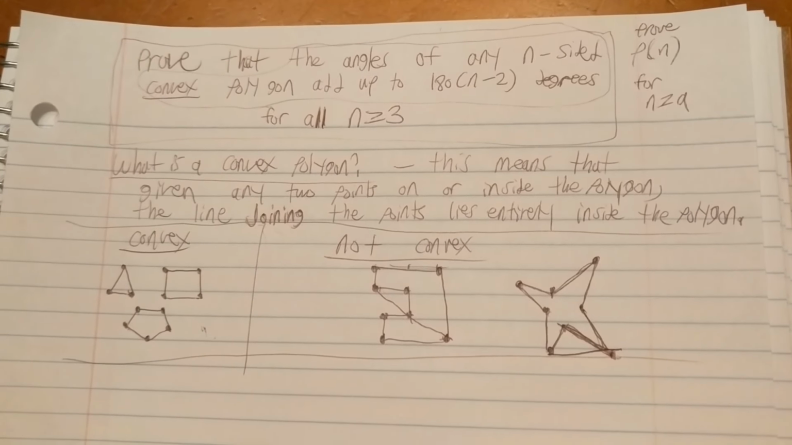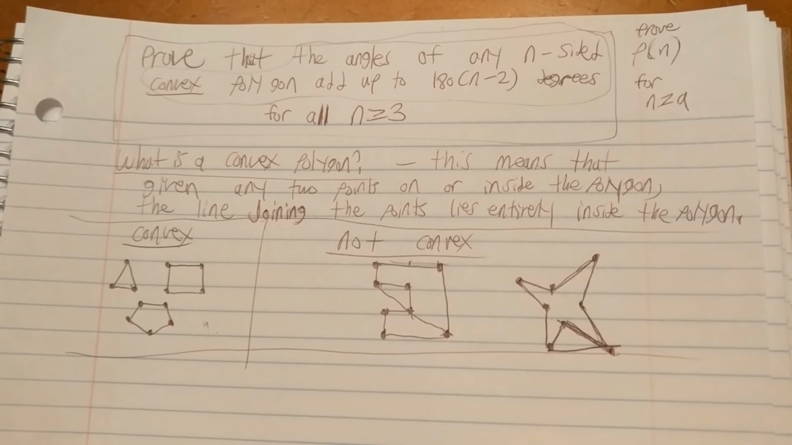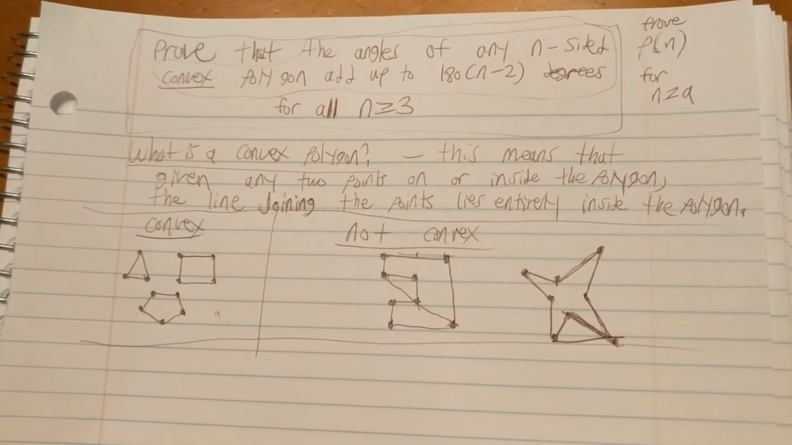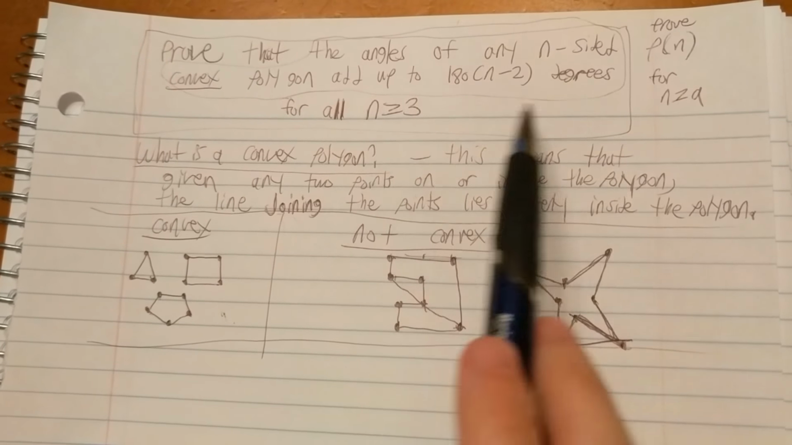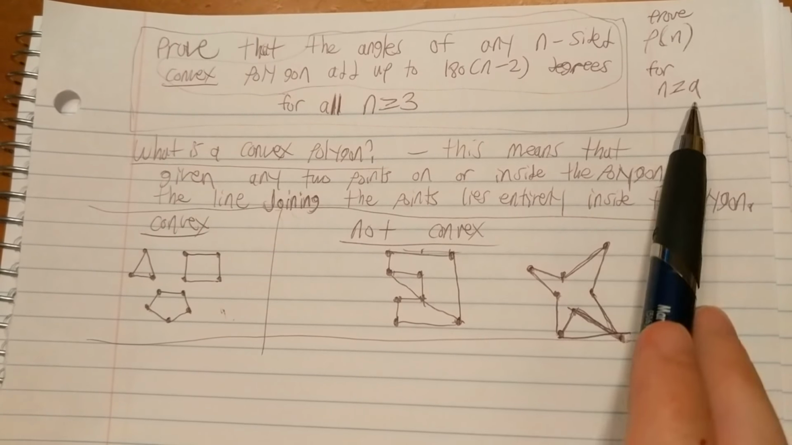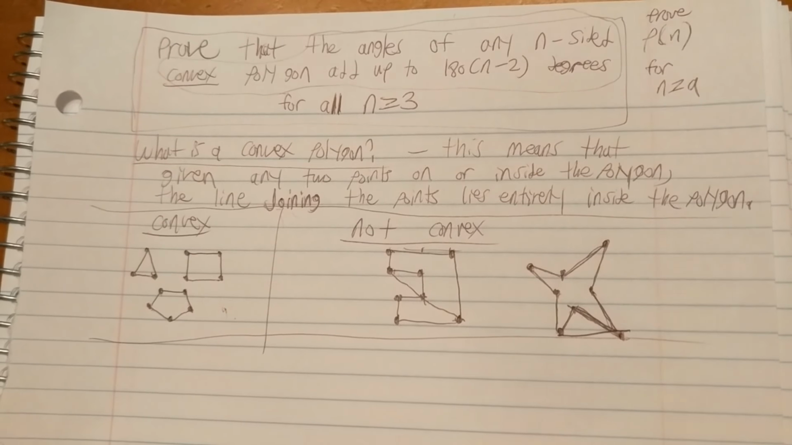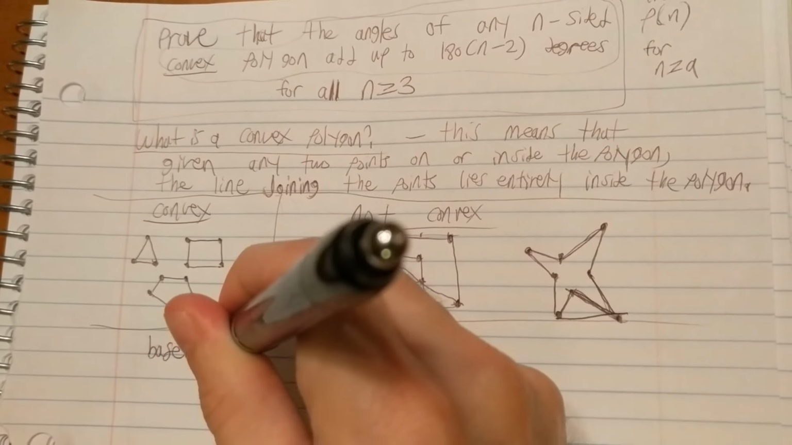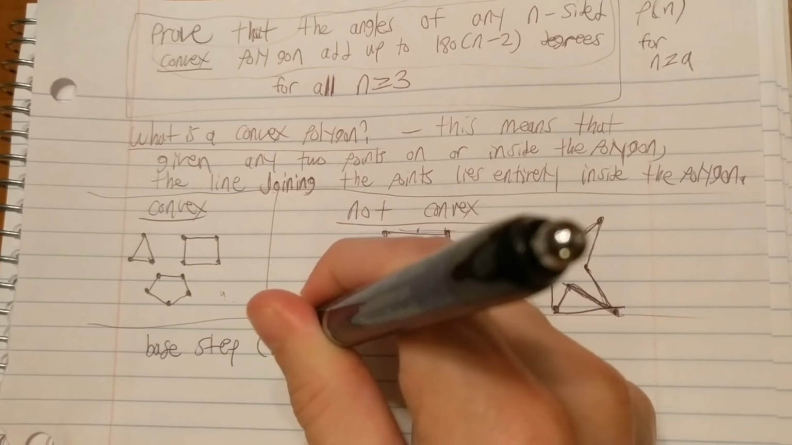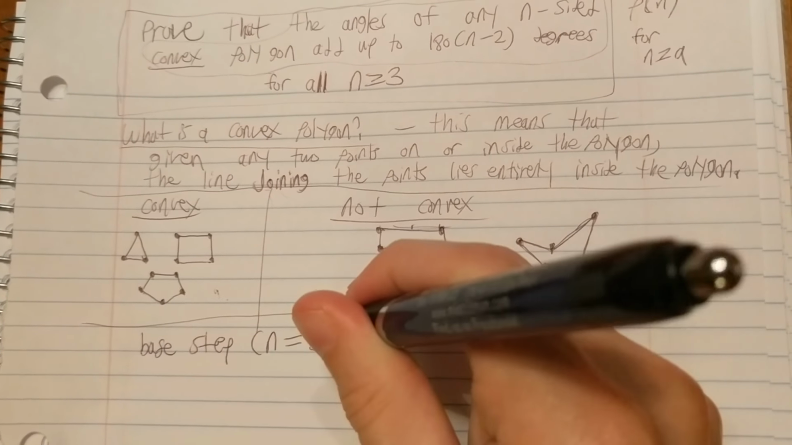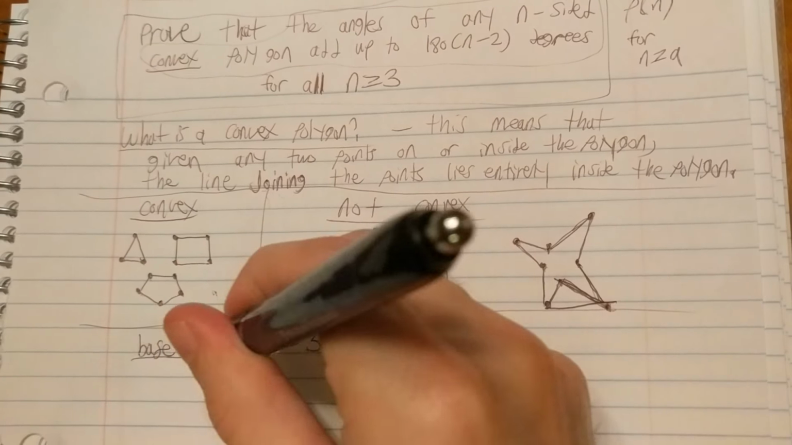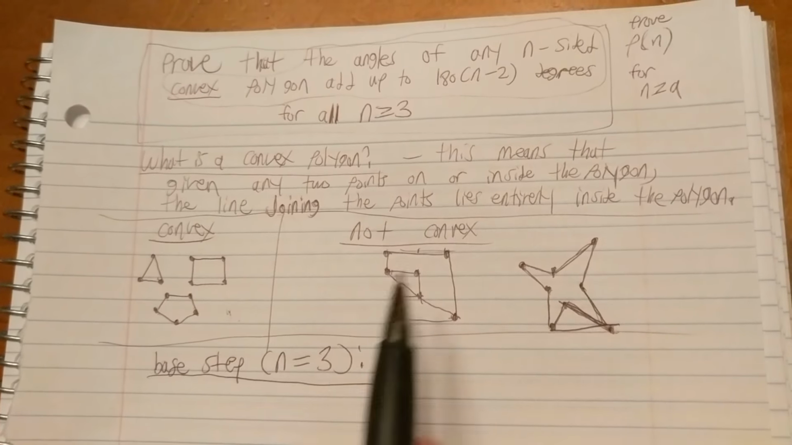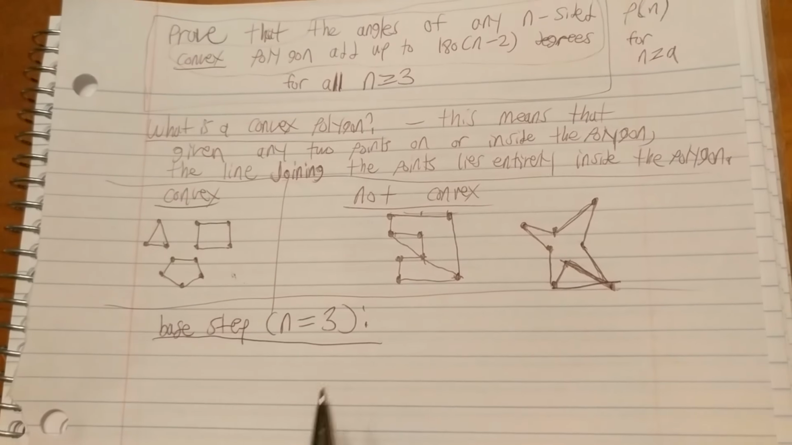So in order to prove anything by induction, you need the base step and the inductive step. Here we start with our base step, where we prove that the property P of n is true for n equals a. A in this case is 3. So base step: n equals a, or 3 in this case. Well, a polygon with 3 sides is a triangle.